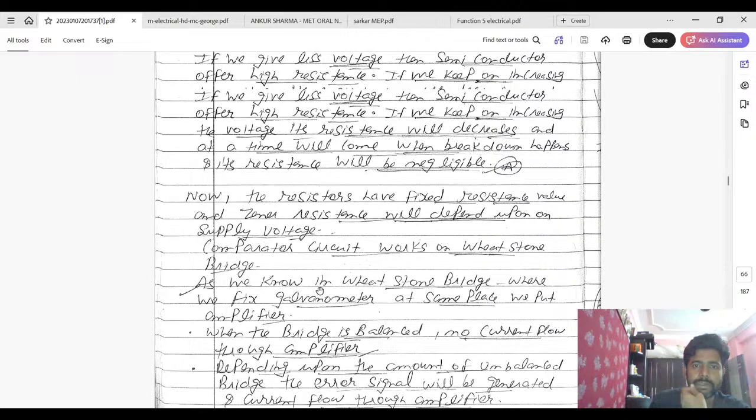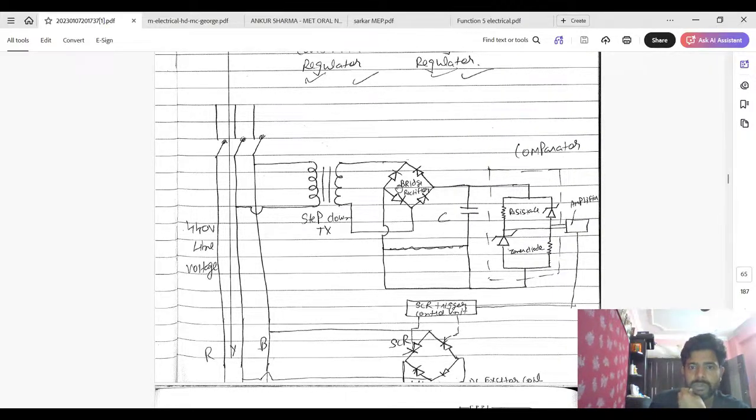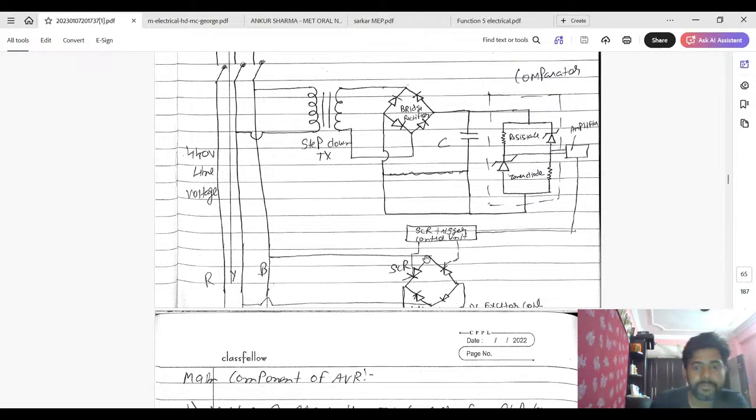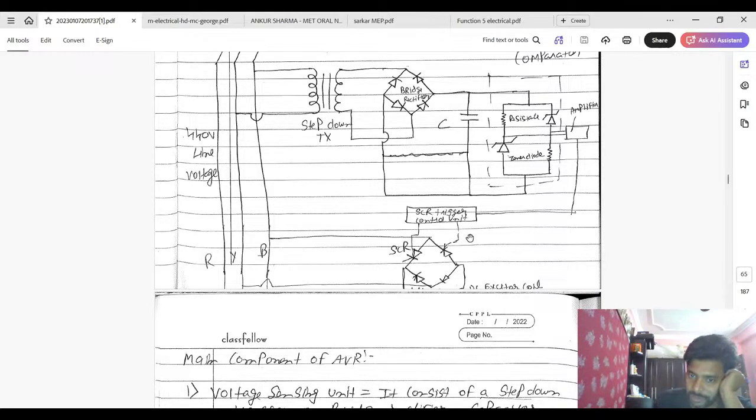Are we clear? So in the diagram, I show that this bridge rectifier will send the error signal to the amplifier, and the amplifier's function is to push the signal and send it to the SCR control unit, and this will give signal to the SCR. So why are we using two SCRs and two diodes? Why not all SCRs? I will explain later. First you understand that this will give signal to the SCR.